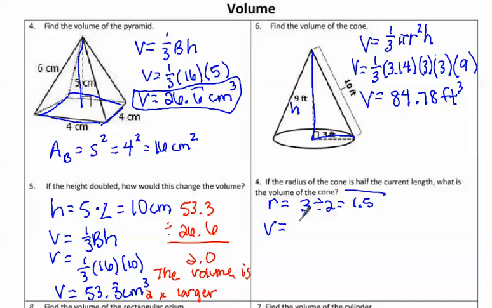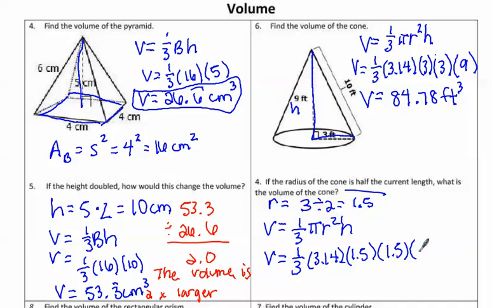So let's write our formula out. 1/3 times pi r squared times height. Volume equals 1/3 times 3.14 times radius squared. And again, that's 1.5 times 1.5 times the height, which is 9. So once you multiply from left to right, you get a new volume of 21.195 feet cubed.